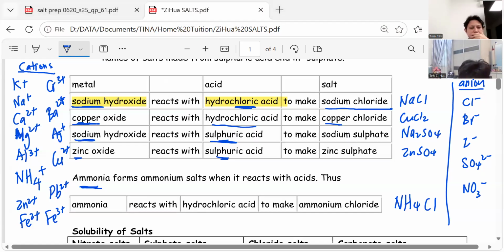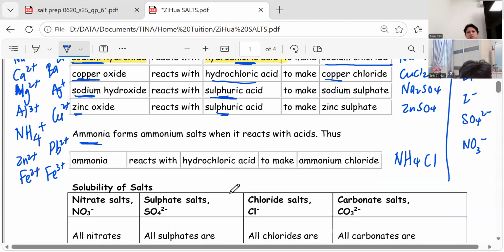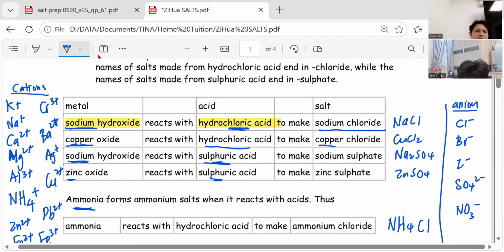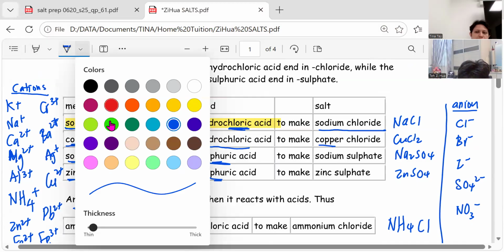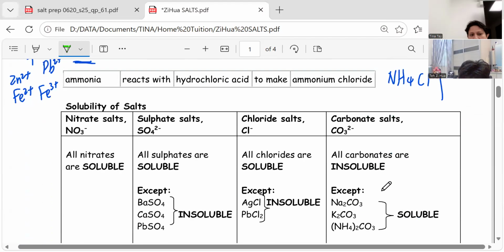Done. Okay. So, very important for these salts, you need to memorize whether they are soluble or insoluble. For example, potassium with nitrate is potassium nitrate. Chromium with nitrate is chromium nitrate. Silver with nitrate is silver nitrate. Anything with a nitrate is called a nitrate salt. All nitrates are soluble.